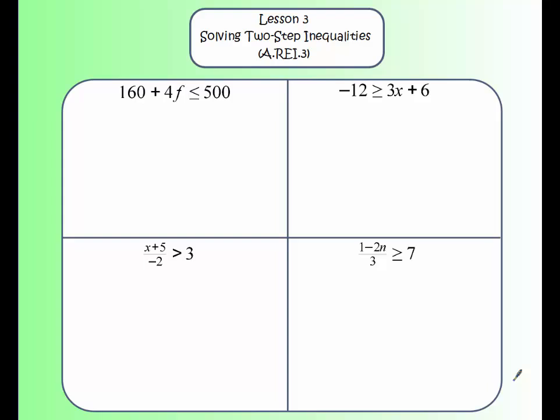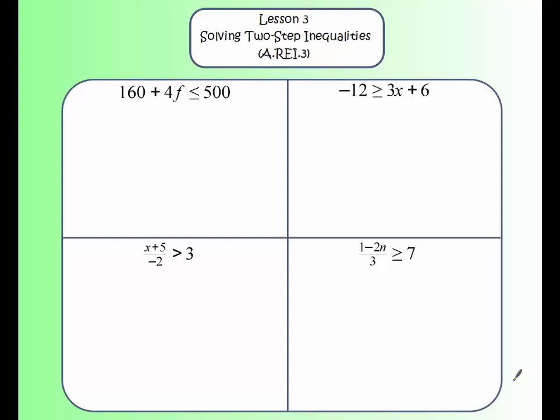Alright, here we go with lesson 3, solving two-step inequalities. This is going to be a short little lesson because all of these things that we're doing right now are all of the same things we did when we were solving equations, two-step equations, multi-step equations. The only thing we need to always keep in mind is that we have to switch the direction of the inequality whenever we multiply or divide by a negative number. Other than that, all of the same algebra rules apply.